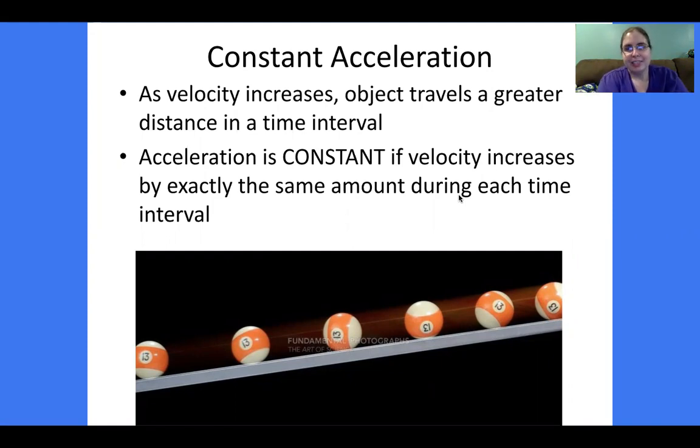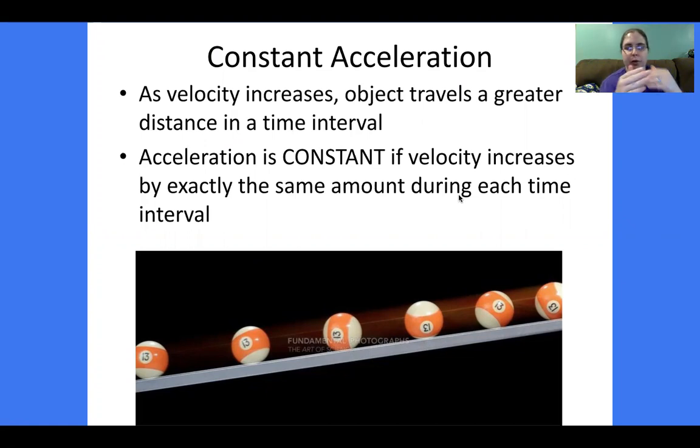So acceleration is constant if the velocity increases by exactly the same amount during each time interval. So it's when the velocity is increasing by the same amount, not that the distance traveled is the same. If you're going the same distance each time interval, then your velocity remains constant, in which case no change in velocity means no acceleration. But let's say you are accelerating by 5 meters per second squared.